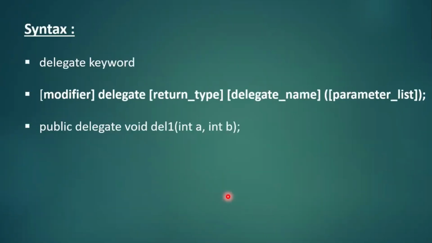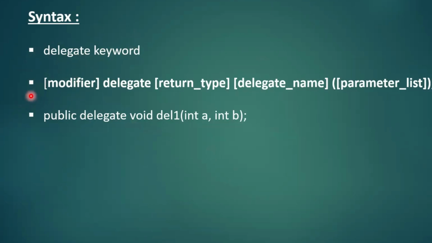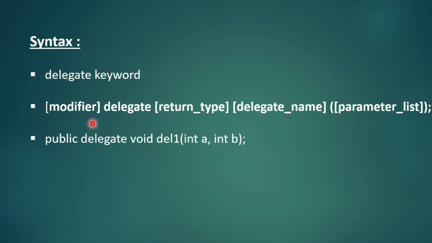Now we'll discuss about the syntax of the delegate. So delegates are declared by using the keyword delegate. First in the syntax modifier will come, then the delegate keyword will come. After that the return type will come, and after that name of the delegate will come, like del1, del2 or any custom name which we want to give to the delegate. Then parameter list will come in the brackets. So the delegate will have exactly same signature as that of the method which we are going to call by using the delegate. Here you can see I have declared one delegate.